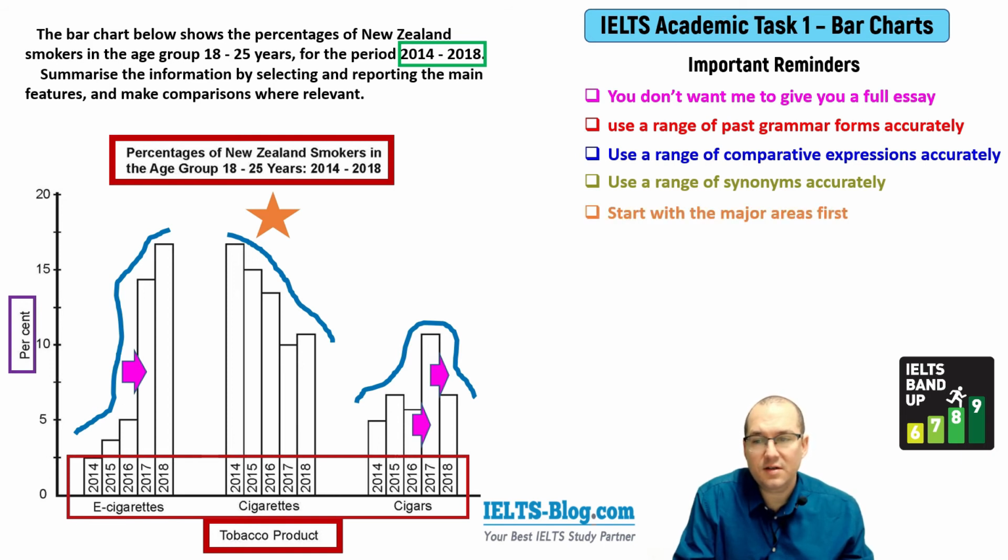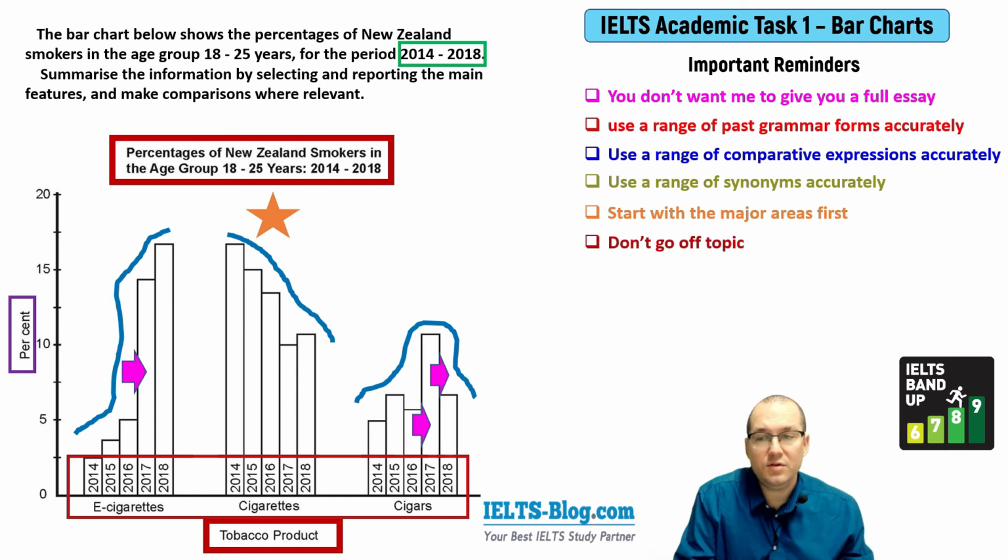Next, start with the major areas first. Okay, here we started with cigarettes, right? It wouldn't be bad to start with e-cigarettes at all. It's just whatever you think the major area is. It's a good plan to go in knowing that you're going to talk about the major area first.